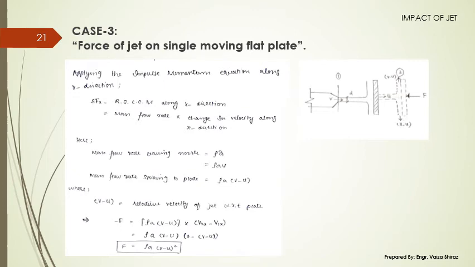For that you will apply the impulse momentum equation along the x direction because your force is horizontal. In this case the mass flow rate leaving the nozzle is rho Q or rho A V, and the mass flow rate striking the plate is rho A (V minus u). Your velocity is now replaced with the relative velocity. So if you write down and simplify the equation, minus F is rho A (V minus u) into (v2x minus v1x), and on simplification it comes as F is rho A (V minus u) square. Over here v1x is also V minus u.